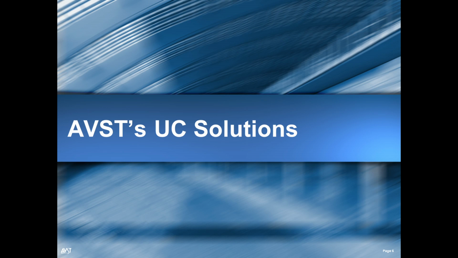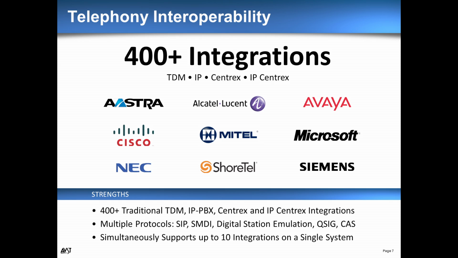So with that as a framework, let's take a look at what AVST solutions can bring to the table when it comes to unified communications, and specifically how to unify your communications and get everything to interoperate. If you look at our core platform, the CXE platform, one of the things that we did from the very beginning was take a very agnostic approach to phone system integration or interoperability. So over the years, we've really prided ourselves in being able to integrate with any voice system, phone system that's out there.